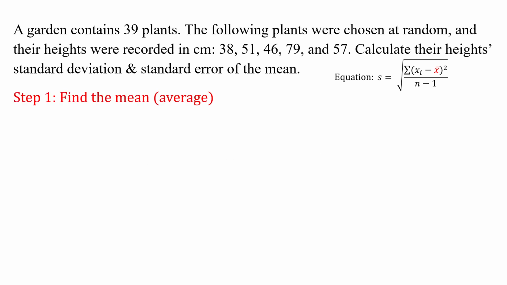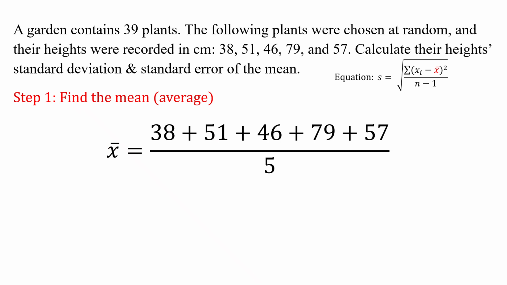So our first step is to find the average. Okay, so look at the standard deviation equation and you'll see that there's red. Everything's going to be color coded. So we take our data points, 38 plus 51 plus 46 plus 79 plus 57, and divide by the number of data points, which is 5. That gets us 54.2.